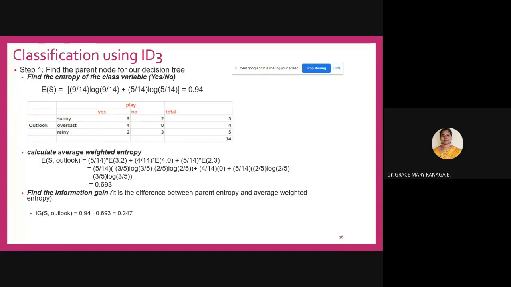Please note down the steps. Now we are going to see how we are going to classify using ID3. So what's the first step? Find the parent node for our decision tree. First you identify a parent node. And then you have to calculate the entropy. So find the entropy of the class variable.